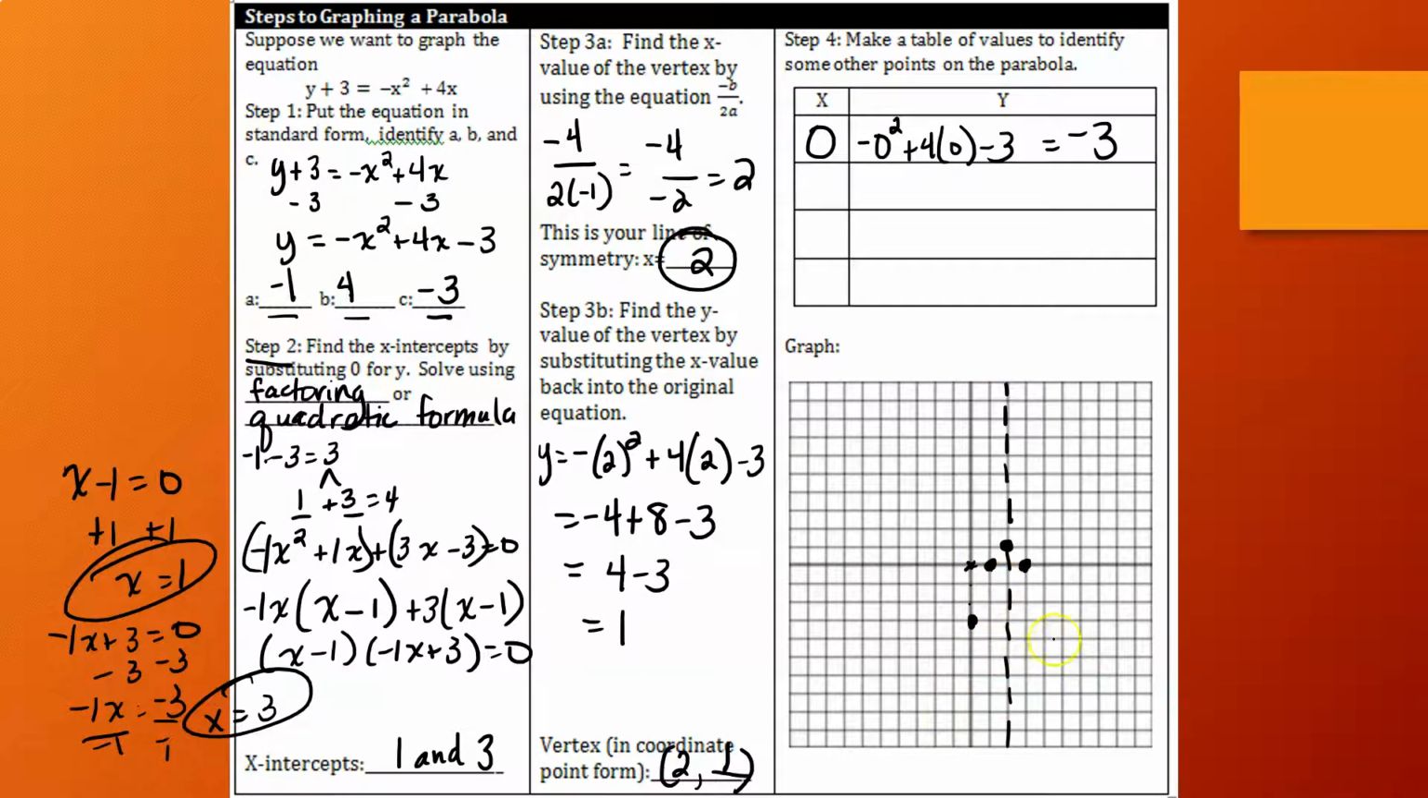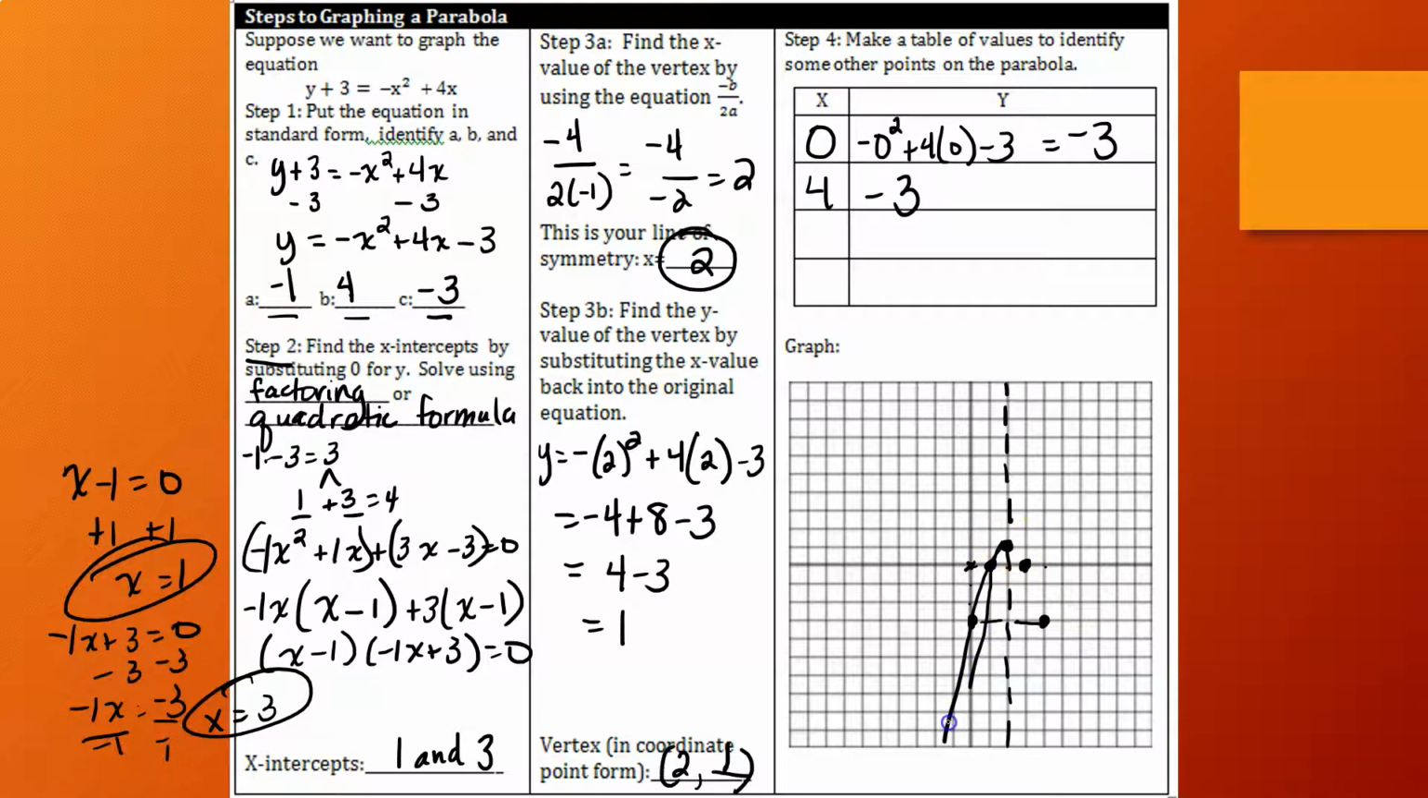Now, I like to use that line of symmetry to help me find an additional point. Rather than try to calculate it by hand, I can use the fact that this is a mirror image. If there are 2 spaces between that point and the line of symmetry, that means on the other side there should be 2 spaces and another point. That is the point 1, 2, 3, 4, comma, negative 3. I now have my 5 points.